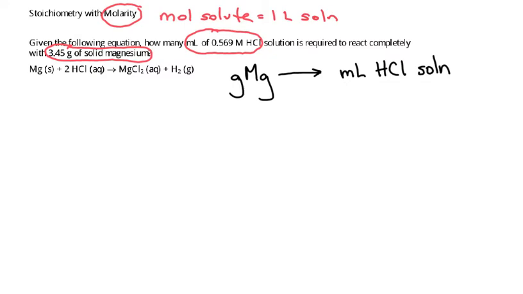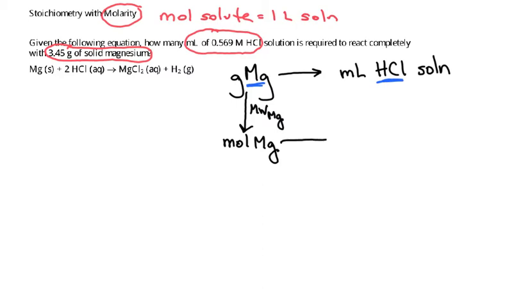We're comparing two different compounds. We're trying to get from magnesium to HCl. The only way you can compare two different compounds is through the balanced chemical equation in moles. So our first step is to get from grams of magnesium to moles of magnesium. We're going to use the molecular weight, the atomic weight of magnesium, in order to get from grams to moles. This is straight stoichiometry like we've done previously.